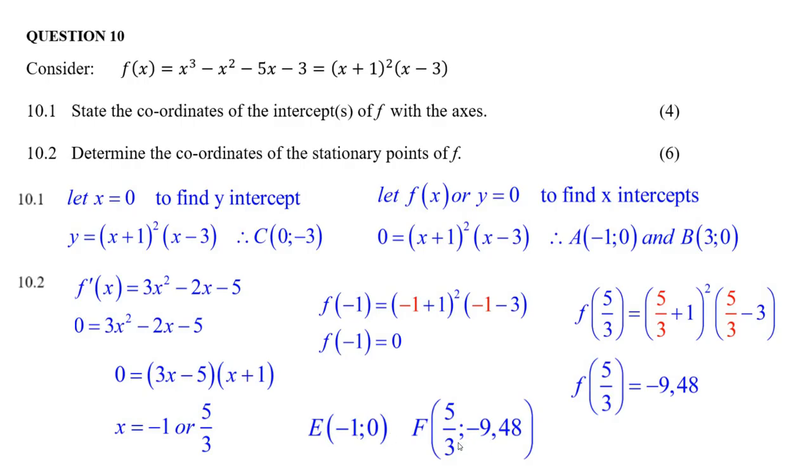Let's call them E as (-1, 0), and F as (5/3, -9.48). You don't have to label them like this. Now you have to know that x cubed is like an unhappy parabola connected to a happy one. That's the shape it takes. It goes up at the end. And that's how we know we're going to be able to sketch it in the next question. But there you go.